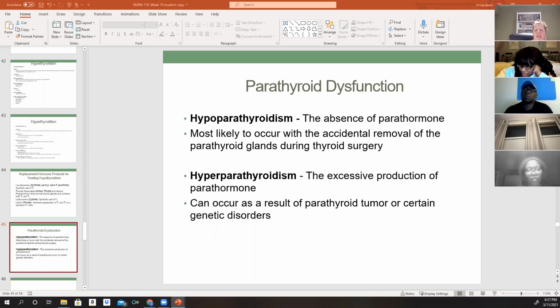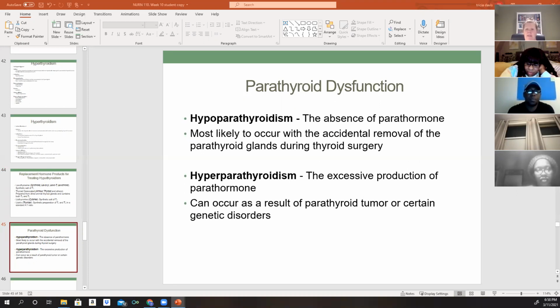So, parathyroid dysfunction. The parathyroid is on the back of the thyroid gland, two on each side. With the parathyroid, patients run the risk of developing hypoparathyroidism or hyperparathyroidism.